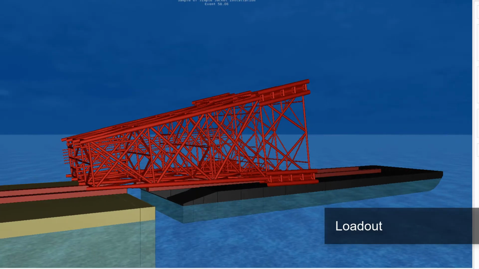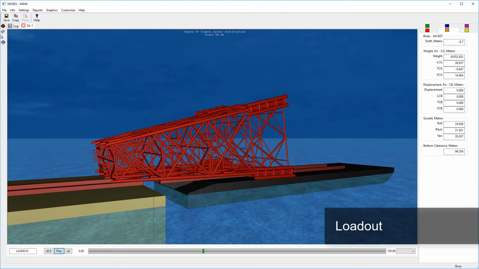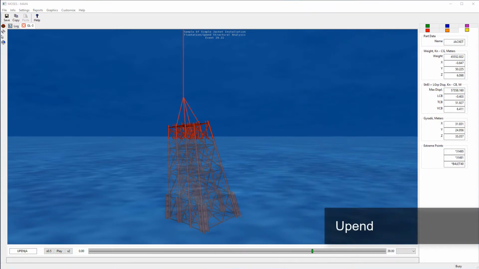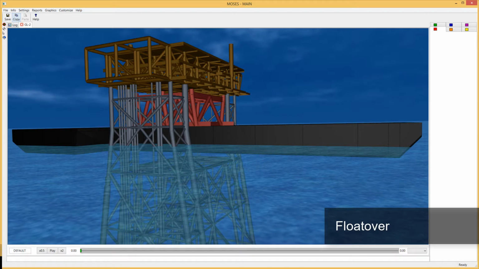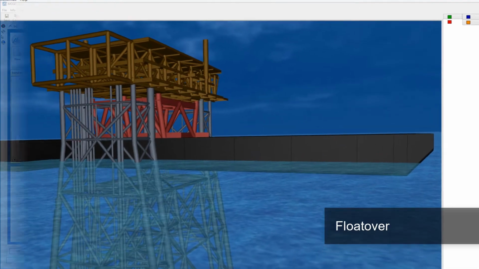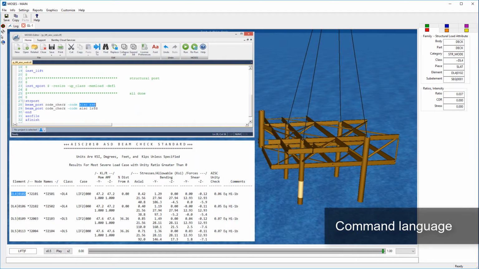Did you know that the same model file is used in all project phases, including loadout, transportation, lift lowering, upend, launch, float over, float off, and float on? The Moses simulation language is based on proven techniques developed specifically for the offshore industry.